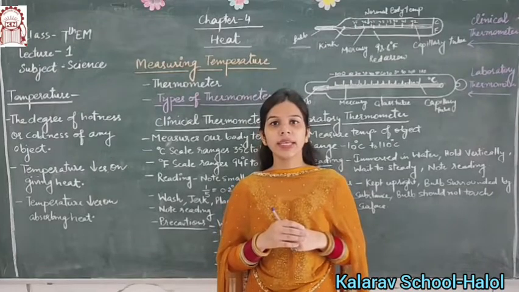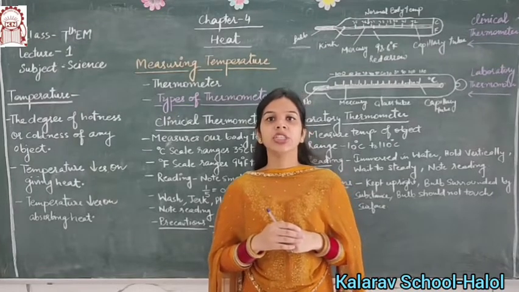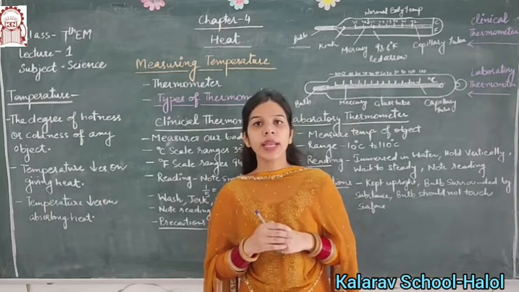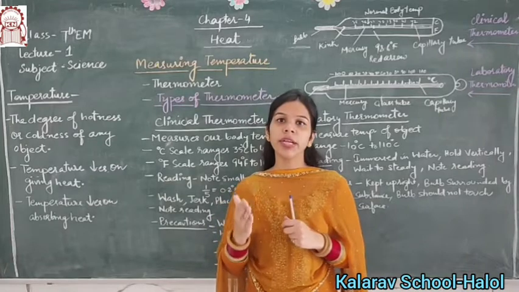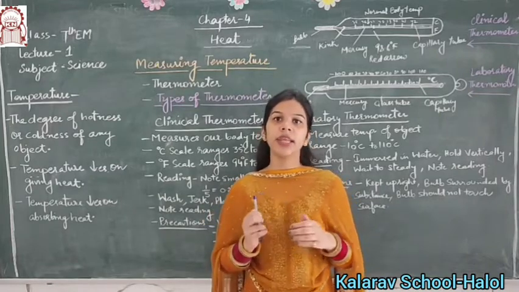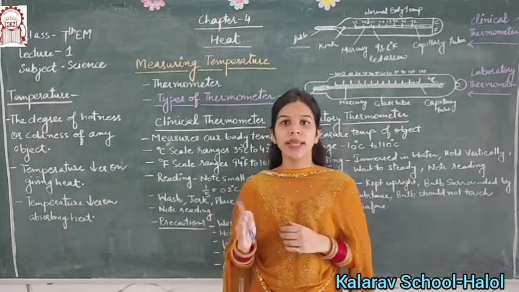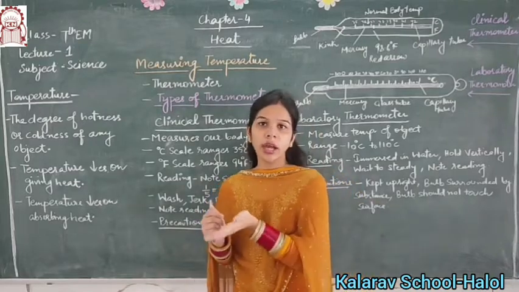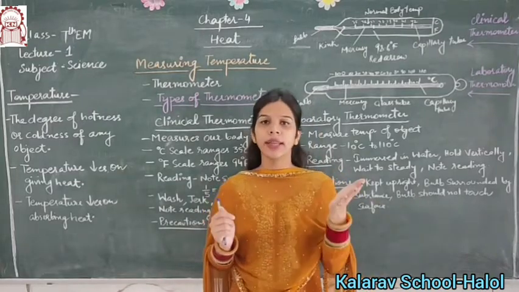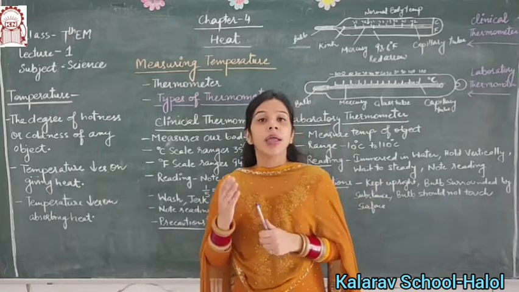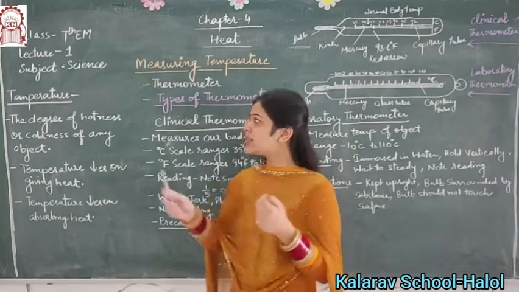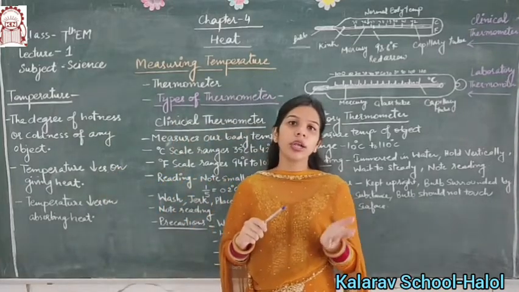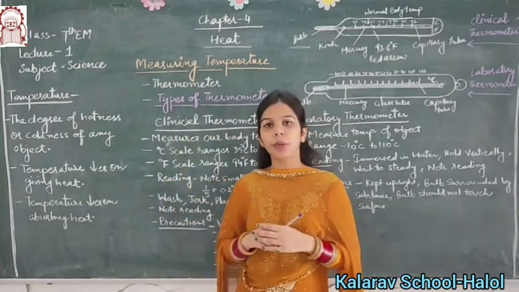Today I will teach class 7 chapter 4, that is heat. In day-to-day life we observe different types of objects that are very hot as well as very cold. So one object is hotter than another or colder than another object. Here the term temperature is introduced to know about the hotness and coldness of a body.